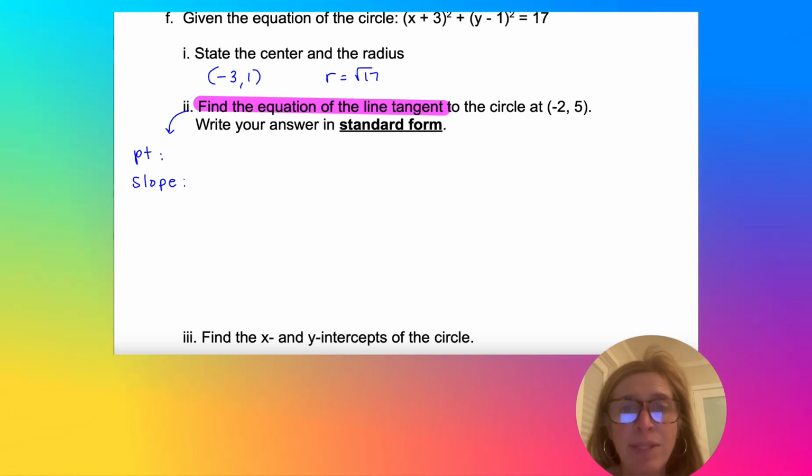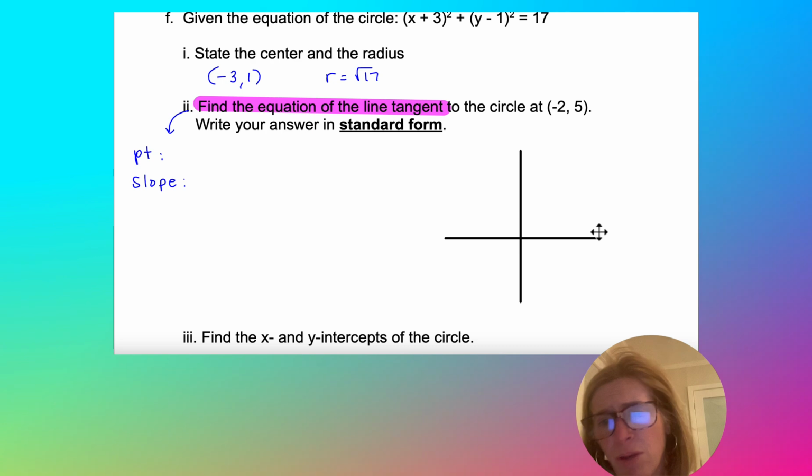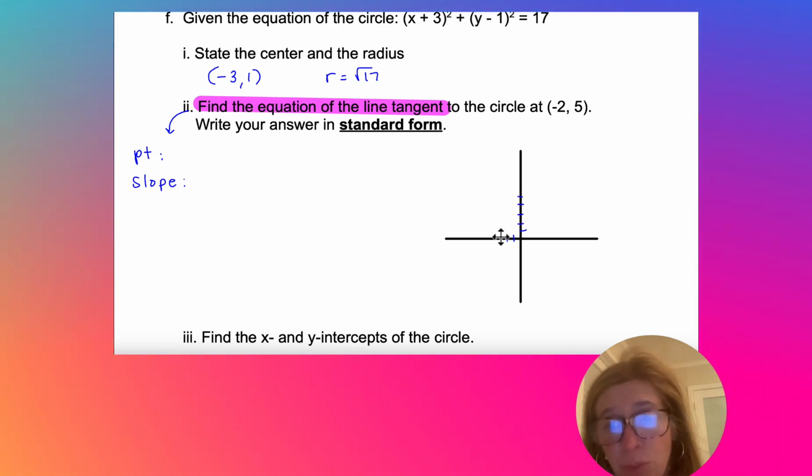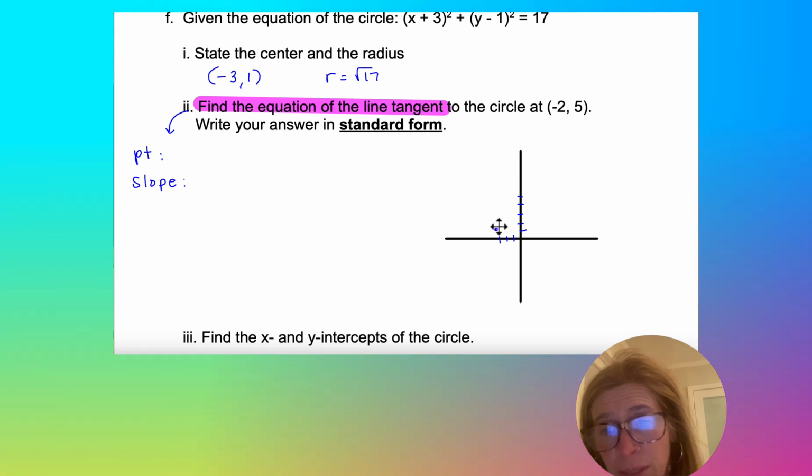Okay, so now it says find the equation of the line tangent to the circle at negative 2, 5. It's a little tricky, so I'm going to quickly draw a coordinate plane and a picture for myself: 1, 2, 3, 4, 5. We know the center was negative 3, 1, so I'm going to put a dot there. That's my center, and I'll put a C. And then there's this point, negative 2, 5, up here.